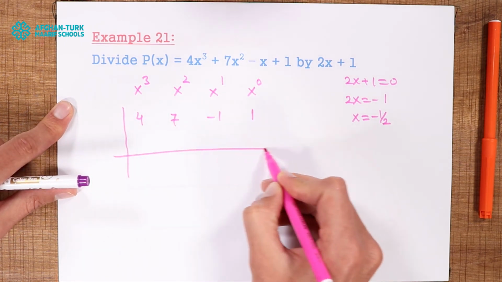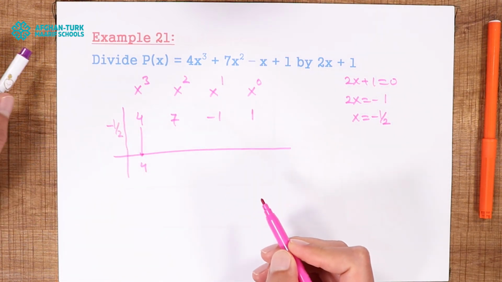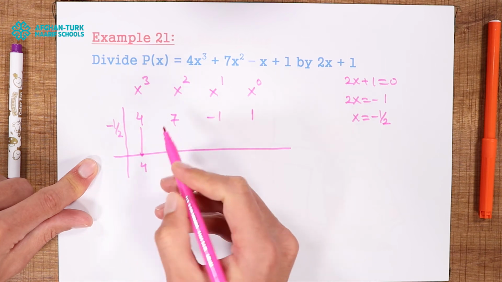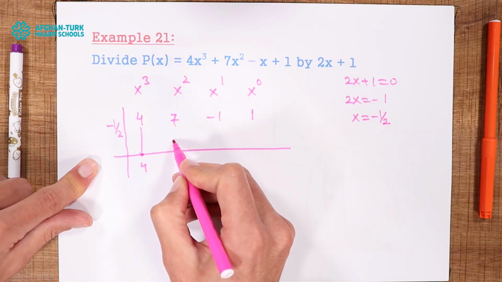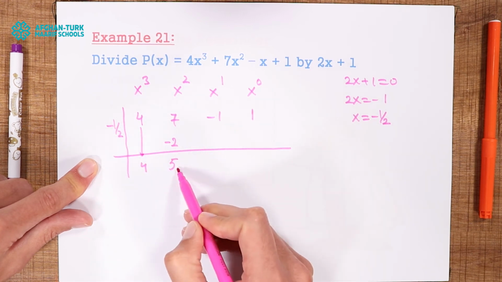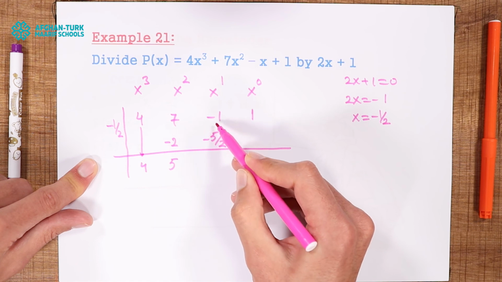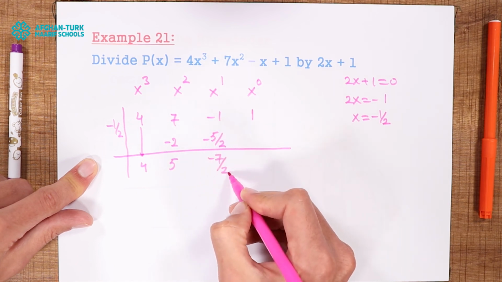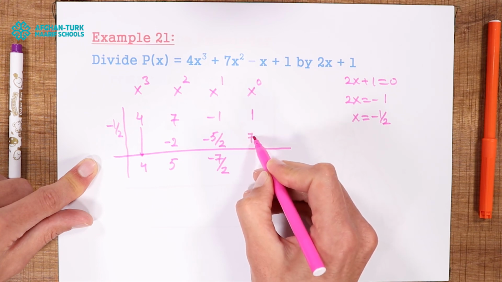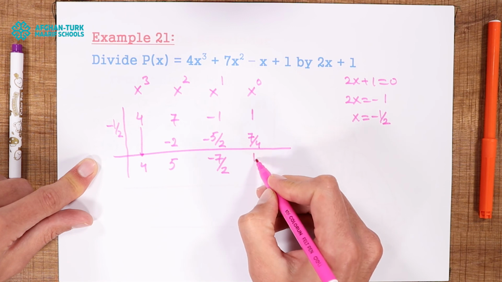Start by a vertical line and a horizontal line. Every time bring down the first coefficient. In here we must write minus 1 over 2. After that, minus 1 over 2 times 4 is minus 4 over 2, and 4 divided by 2 is 2, so it will be minus 2. 7 minus 2 is 5. Minus 1 over 2 times 5 will be minus 5 over 2. When you add minus 1 with minus 5 over 2, it will be minus 2 minus 5, minus 7 over 2. Now minus 1 over 2 times minus 7 over 2 will be plus 7 over 4, and when you add them, 1 times 4 is 4, 4 plus 7 is 11 over 4.